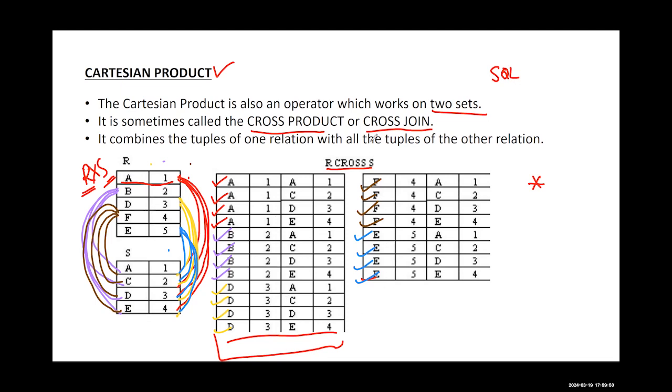So how many rows are there? We have totally 5 tuples in R into 4 in S. So 5 fours are 20. You can count here. The resultant Cartesian product will have 20 rows. That is nothing but multiplication. This is your Cartesian product. What is the purpose of this? What is the use of this? All this we will be learning in the coming sessions, but you should know how to do a Cartesian product.